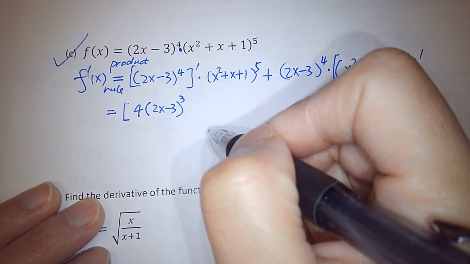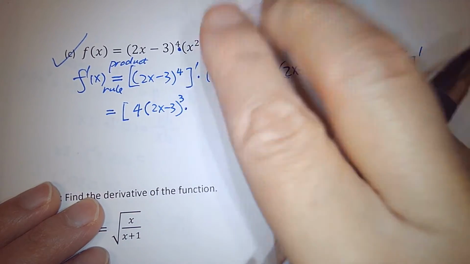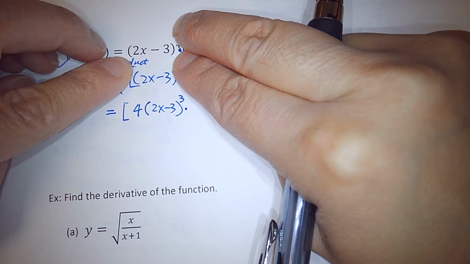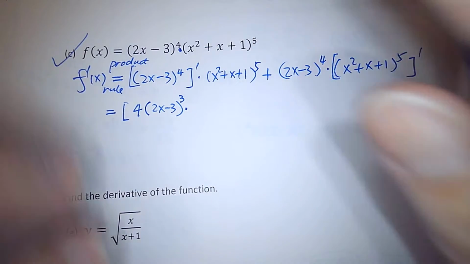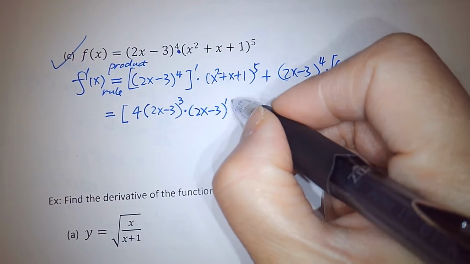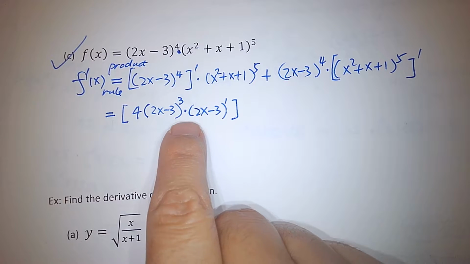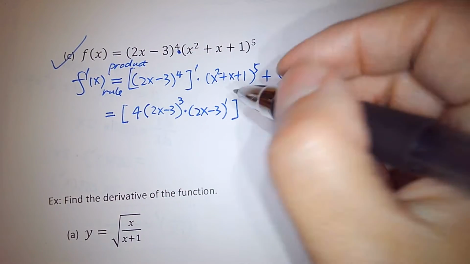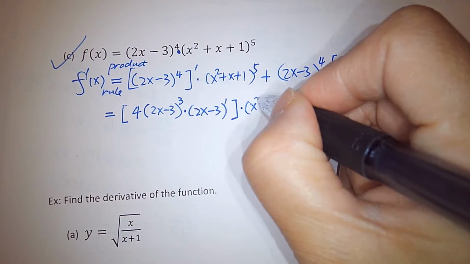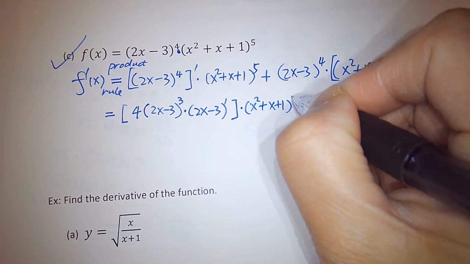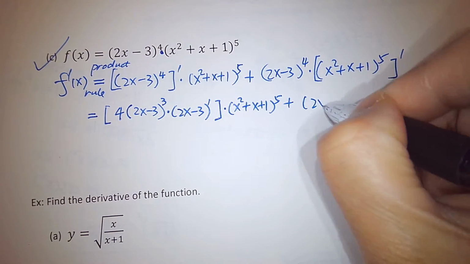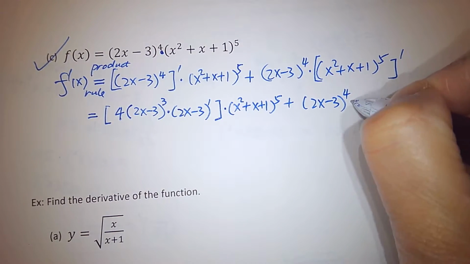This is power rule, right? Times chain rule. What is chain rule? Derivative of what? 2x minus 3. Okay, I don't want to skip steps, so I'm going to rewrite like this. This is a power rule combined with chain rule. And then, of course, we're going to multiply by x squared plus x plus 1 to the fifth power. Okay, and then we just copy 2x minus 3 to the fourth power.